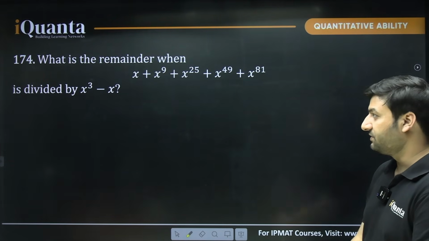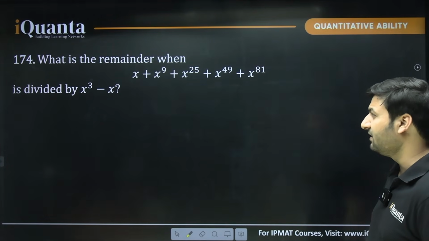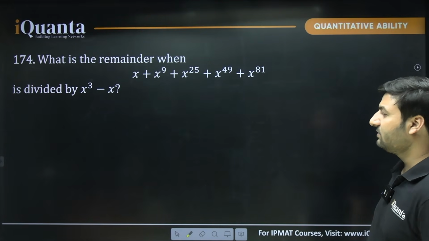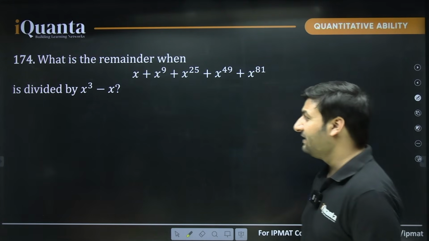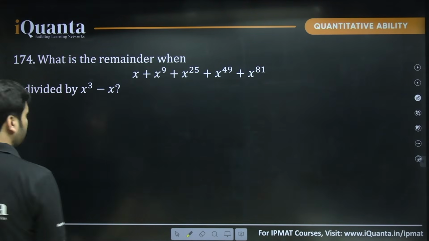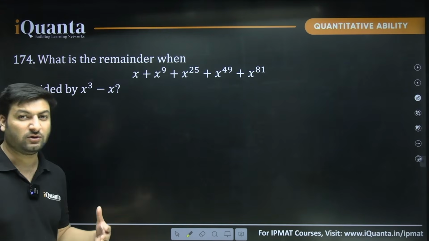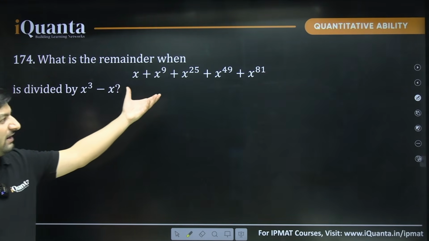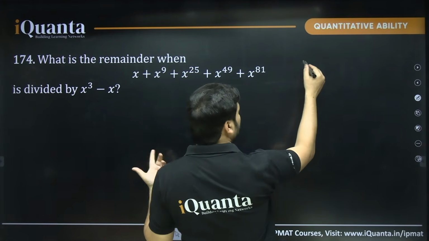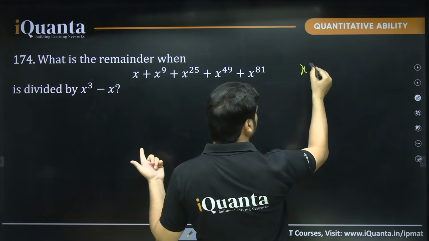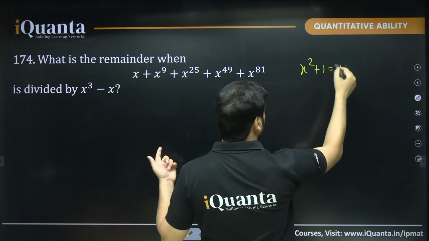your quadratic equations. Okay, next question is, what is the remainder when x plus x to the power 9 plus x to the power 25 plus x to the power 49 plus x to the power 81 is divided by x cube minus x. Such questions have appeared earlier as well in IPMAT Indore, where you divide one polynomial by another, but usually sometimes they give you something like this: when it is divided by say x square plus 1 equal to 0, then what will be the remainder?